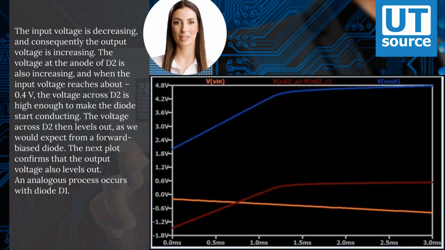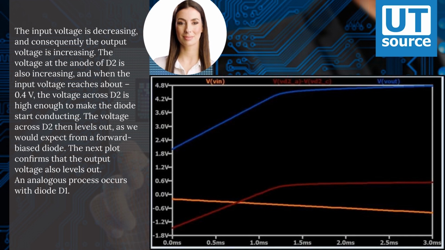The voltage across D2 then levels out, as we would expect from a forward-biased diode. The next plot confirms that the output voltage also levels out. An analogous process occurs with diode D1.